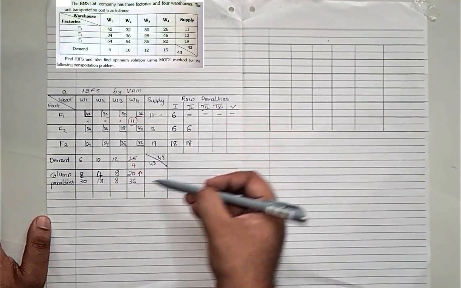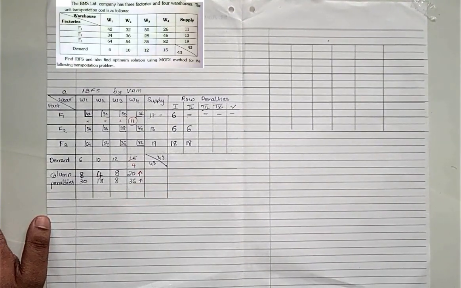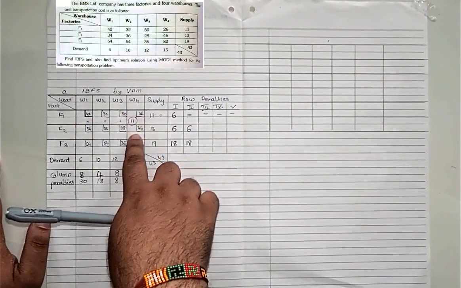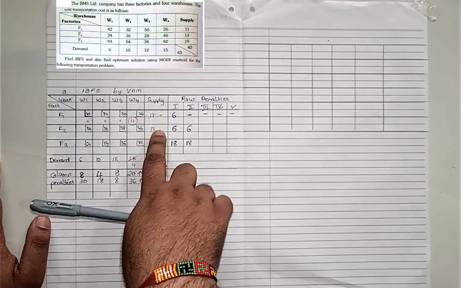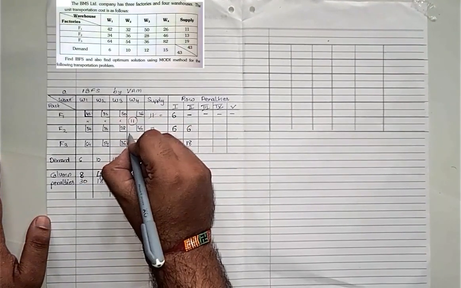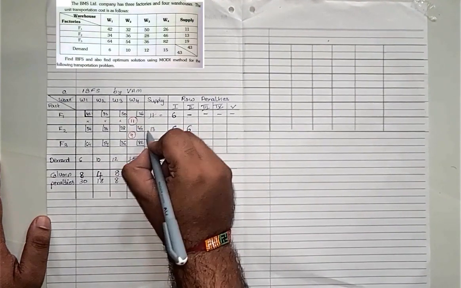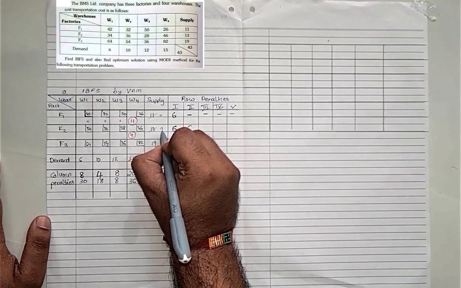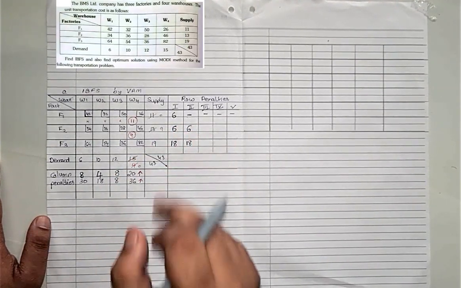Now check which is the highest value from this. 36 is the highest value. So we'll have to check this column. Check which is the lowest cost. 46 is the lowest cost from the remaining. Demand is 4, supply is 13, so I can fulfill the entire demand. So I'll write here 4, and demand is now 0. From 13, 4 is gone, so 9 is still pending.